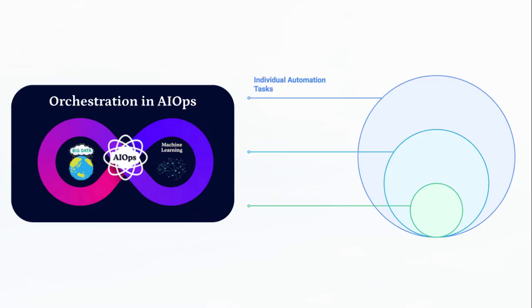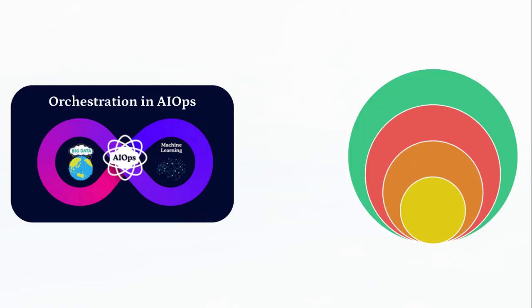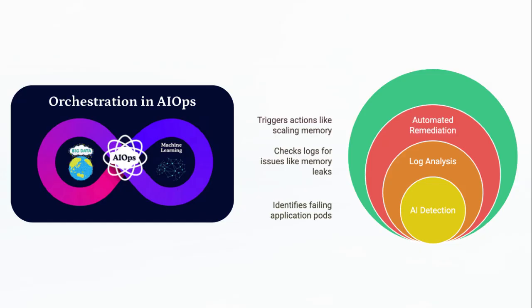Orchestration goes beyond individual automation tasks. It coordinates multiple automated actions into a seamless incident response strategy. Some examples of AIOps orchestration: AI detects a failing application pod. It checks the logs and identifies memory leaks. It triggers an automated remediation, such as scaling memory allocation. If the issue persists, AIOps notifies the IT team with a full diagnostic report. This end-to-end orchestration ensures a structured and efficient response to IT incidents.